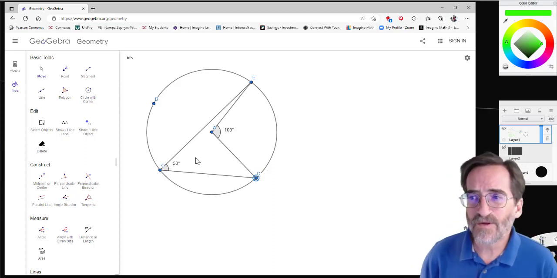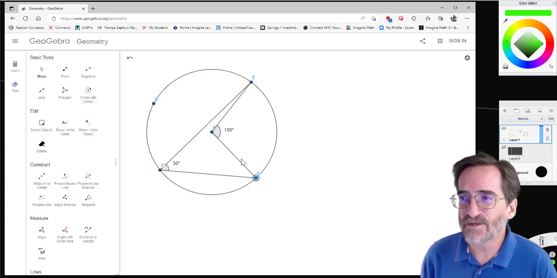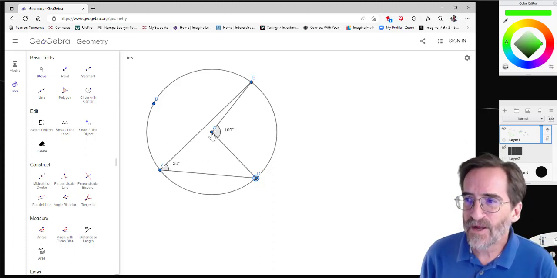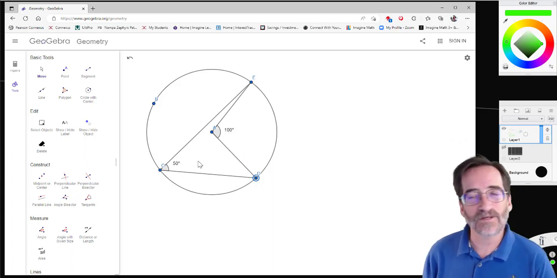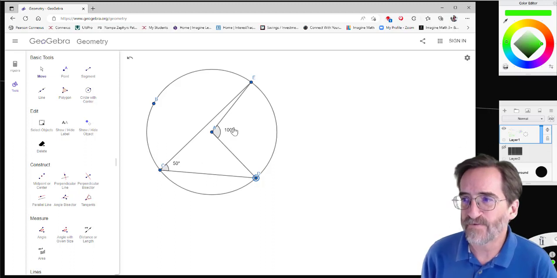You notice that the inscribed angle is always half the central angle, and that is the case. If an inscribed angle and a central angle intercept the same arc, the inscribed angle is half the intercepted arc, or the intercepted arc is double the inscribed angle. 100 is 2 times 50, or 50 is half of 100. And that is always true.